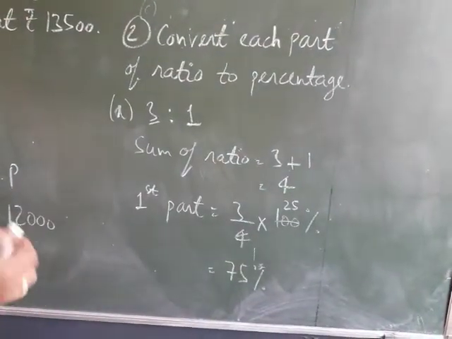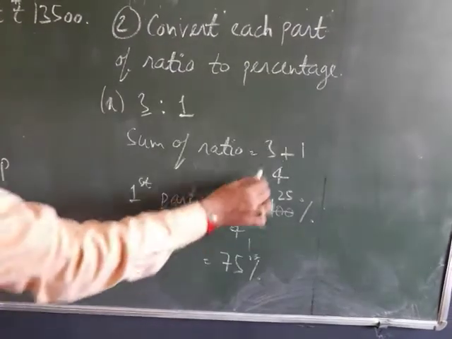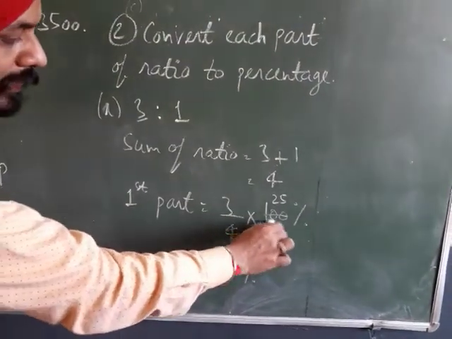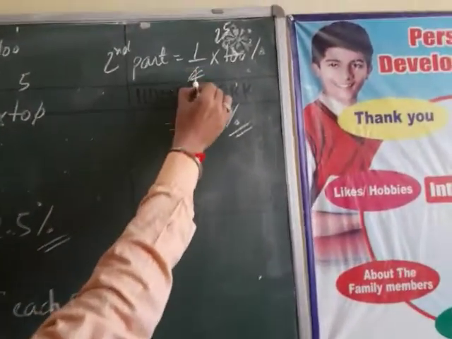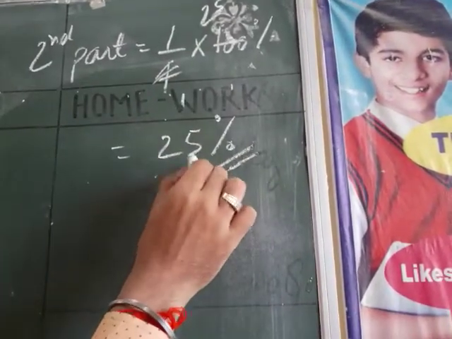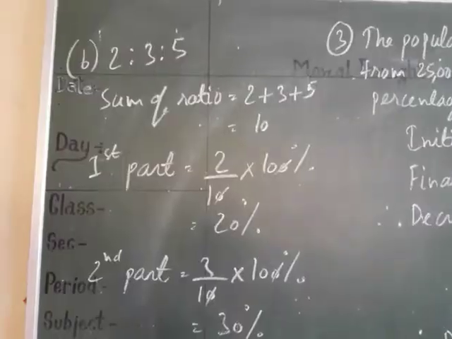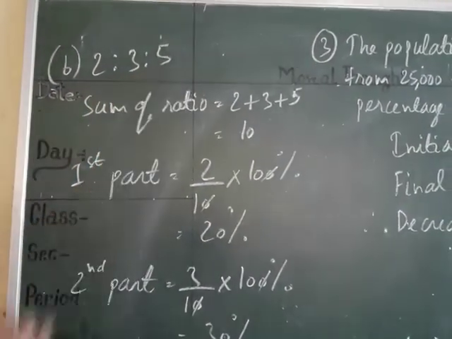Now since you have to convert each part into percent, so how you will convert? First part will be 3 upon 4 multiplied by 100%. Simplified you will get 75%. And then second part will be 1 upon 4 multiplied by 100%. Simplified you will get 25%. Now students see B part. In this 2 ratio 3 ratio 5 is given.